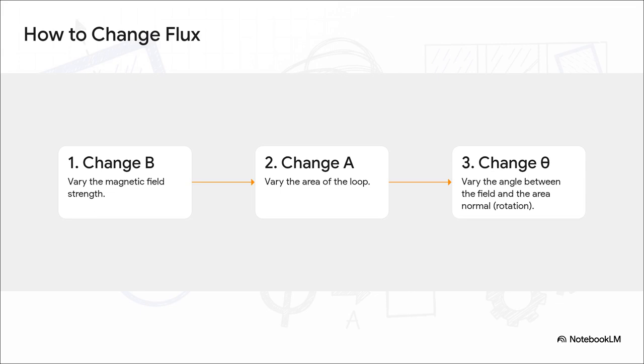1, you can change B, the magnetic field strength. That's like making the rain heavier or lighter, maybe by moving a magnet closer to a coil. 2, you can change A, the area. You can just make your window bigger or smaller.